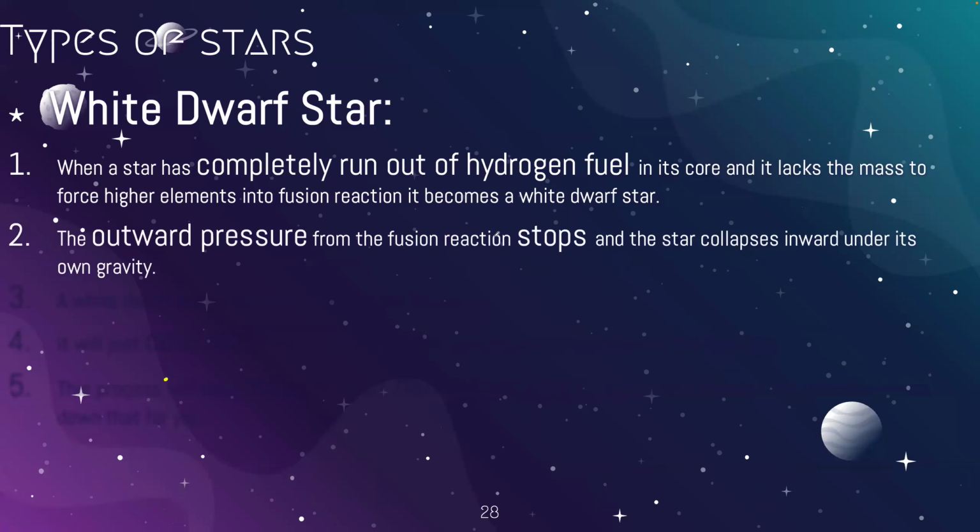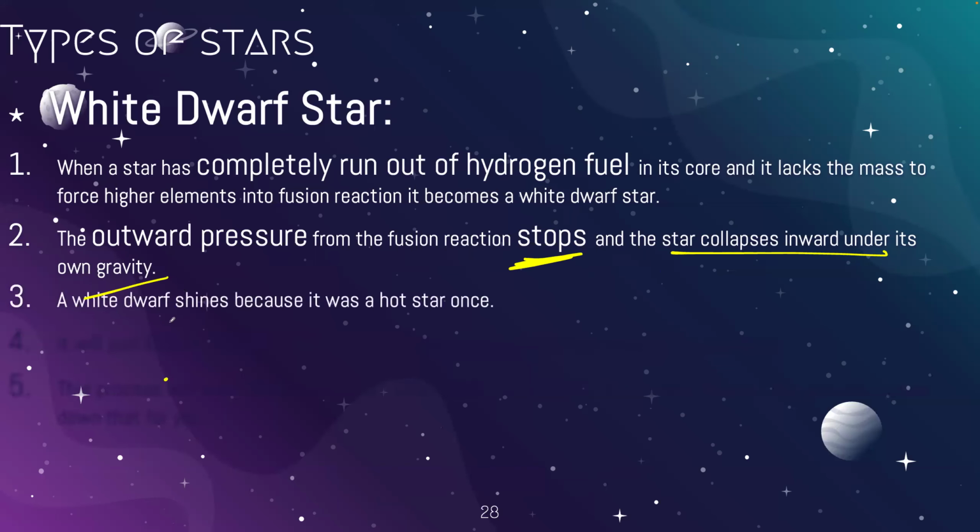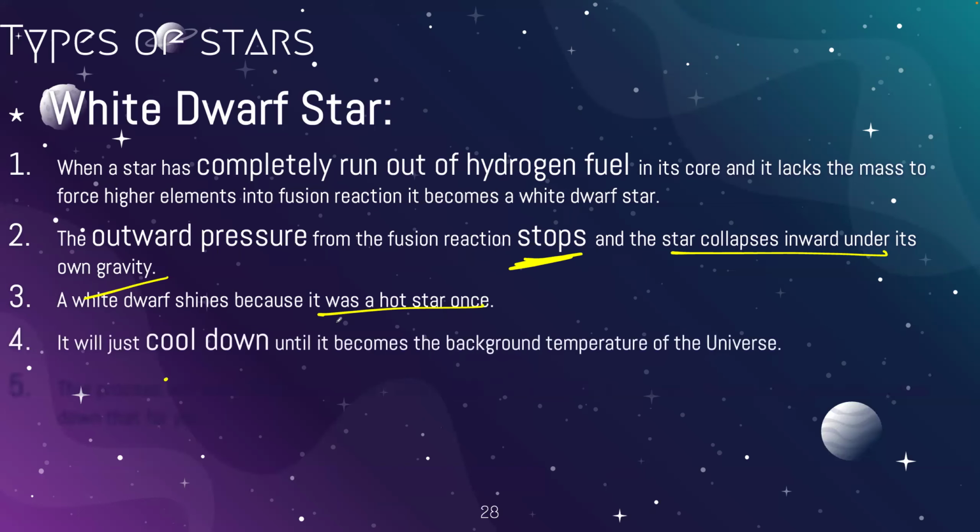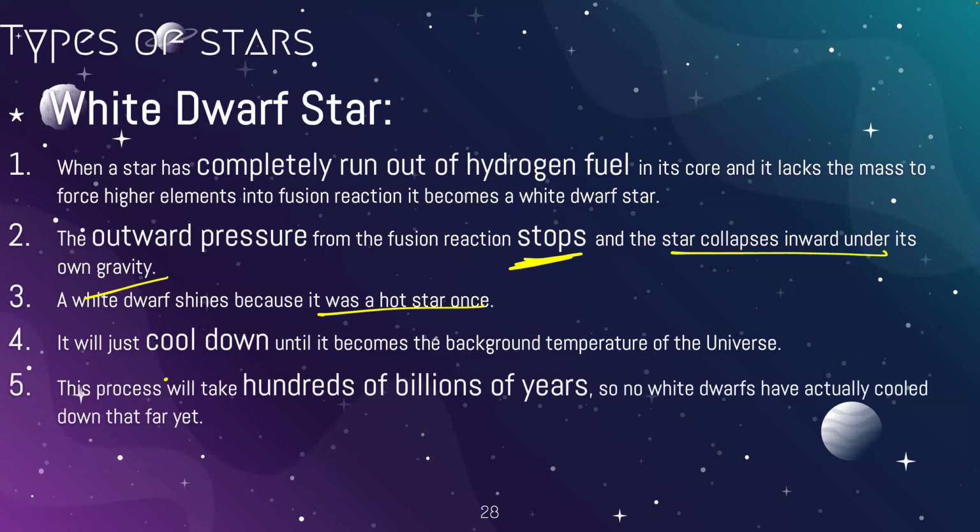The outward pressure from the fusion reaction stops because fusion no longer happens, and the star collapses inward under its own gravity. And a white dwarf shines because it was a hot star once. It will just cool down until it becomes the background temperature of the universe. This process will take hundreds of billions of years.